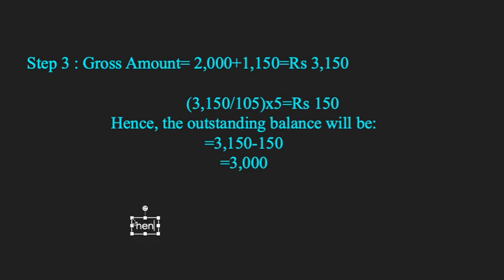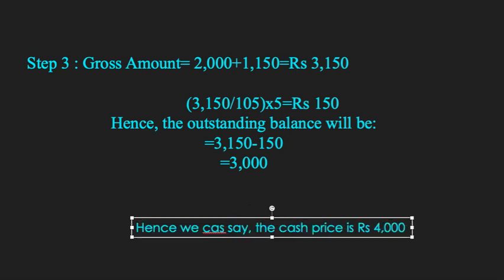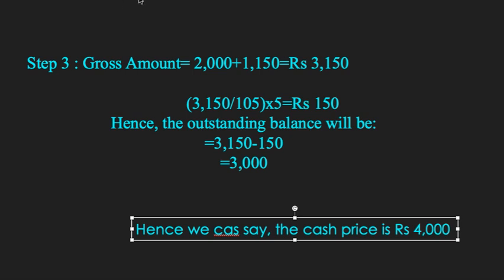Hence we can say the cash price is rupees 4000 then, because 3000 is the balance and 1000 is the advance which is paid. That means 4000 is the cash price of the asset, right?